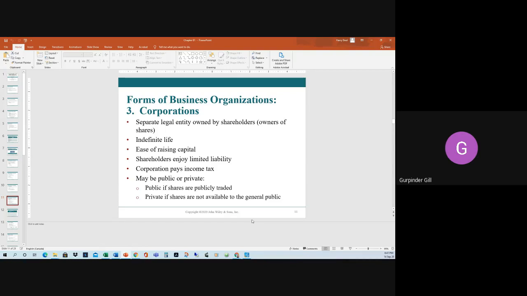Now, if those shares are listed on any stock exchange in the world, then it becomes a publicly traded corporation where anyone can buy and sell those shares. So that's your publicly traded corp. Your private corporation is where these shares are not listed on any stock exchange. What that means is, generally speaking, these shares are held by a closed group of investors or family members.